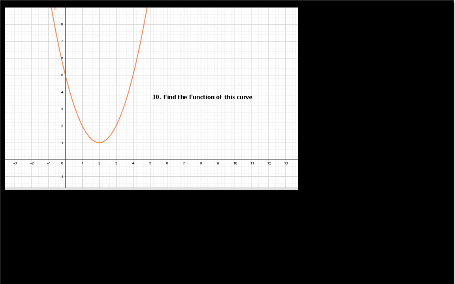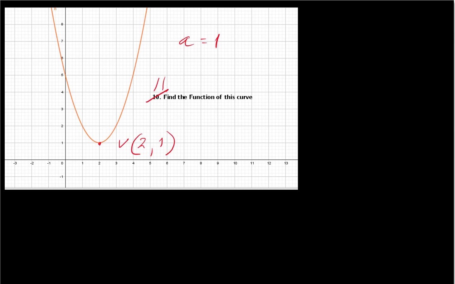Now we have number 11. It's not number 10, so I'm going to change this. This is 11. So we have to find the function for this curve. All we have to see is the vertex here. The vertex is at x is equal to 2 and y is equal to 1. And this one is opening up, so a is positive. And if you look at the variation, 1 for 1, 2 for 4, that means it's a perfect scale. A is equal to 1 here.